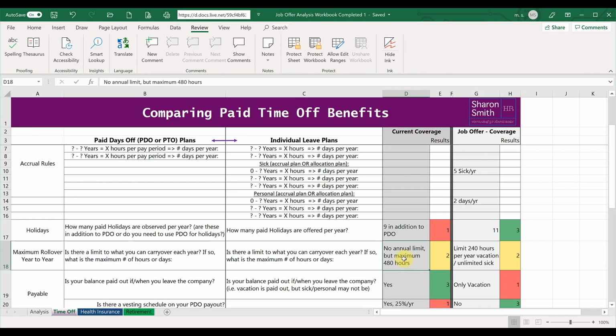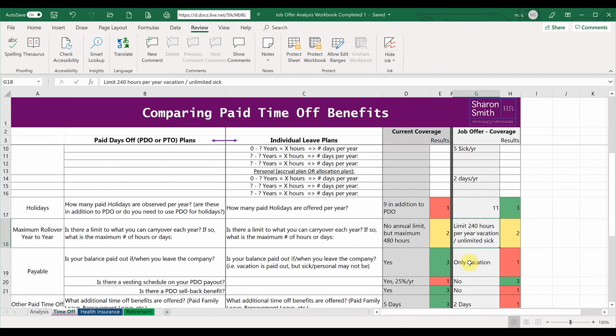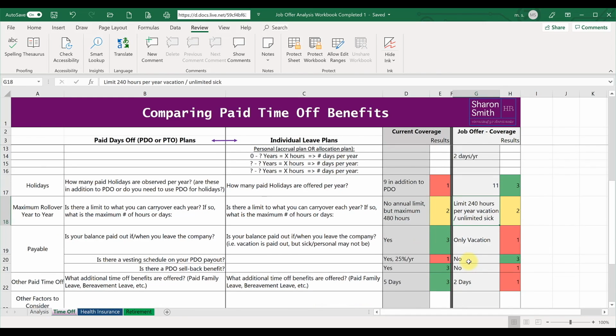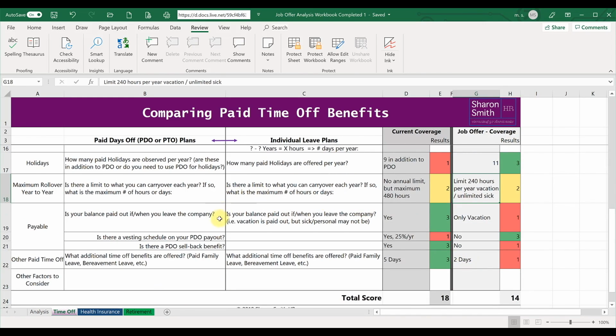So you'll notice when we go back to the analysis tab, I placed a high value on the fact that I'd be leaving that benefit behind to take less of a rollover year to year. That would mean less of a payout at the end of the day whenever I do leave the company. So some of these other things: is it payable when you leave? If it's a PDO plan, is there a vesting schedule with it or not? Those are the things that you want to take into consideration.